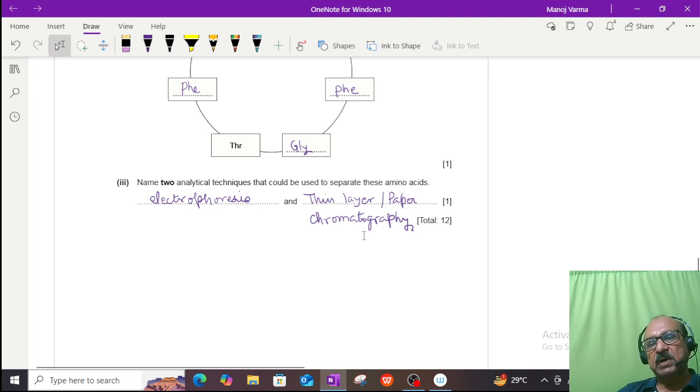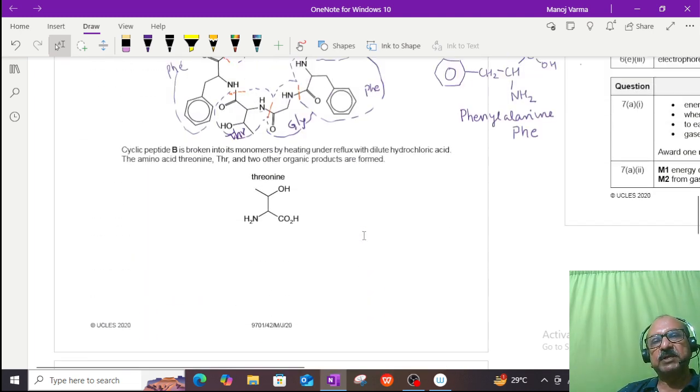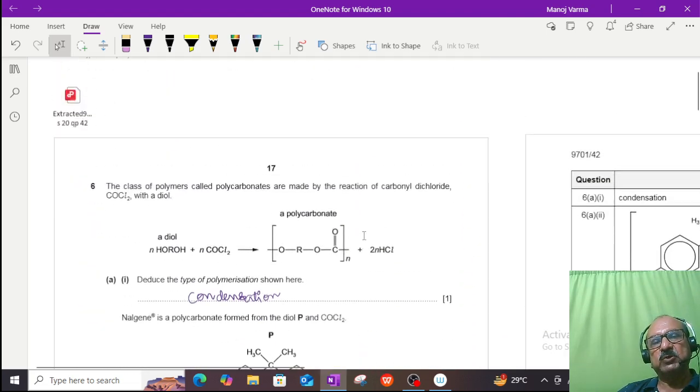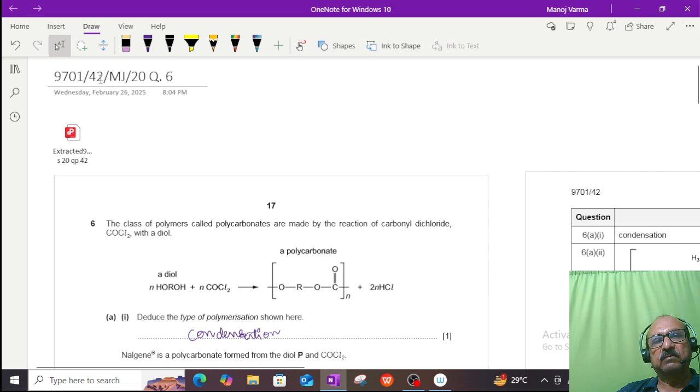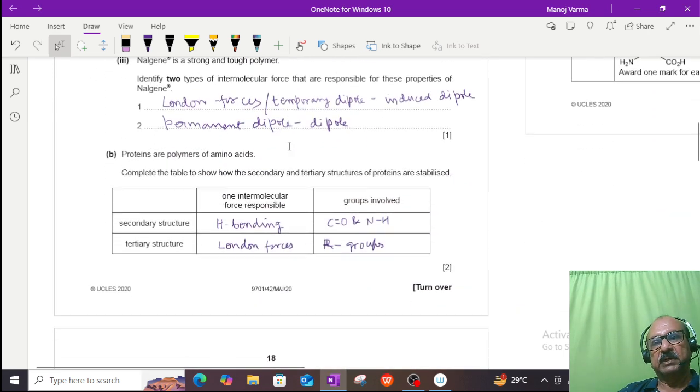I hope you understood the solution that I presented for this question number 6 from the May-June 2020 paper variant 42, subject code 9701, which is the advanced level of chemistry.